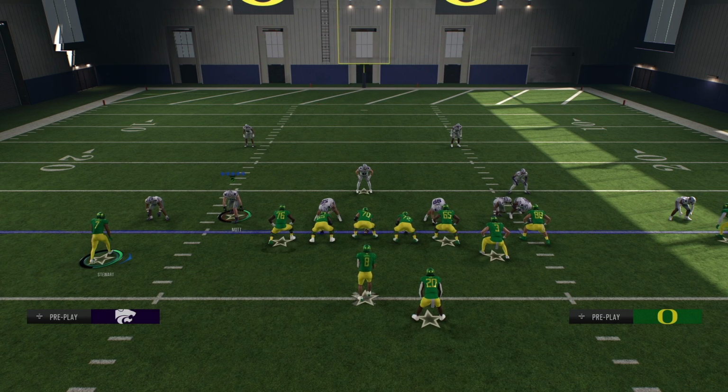Now, if you want to know what routes and what route concepts beat man coverage and zone coverage, take a look at my man coverage video and my zone concepts video down below in the description as well as on the screen now.